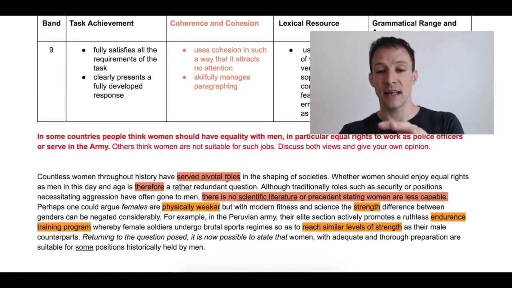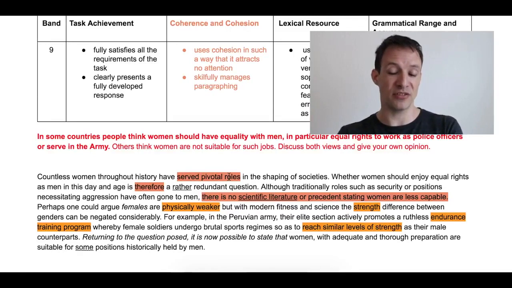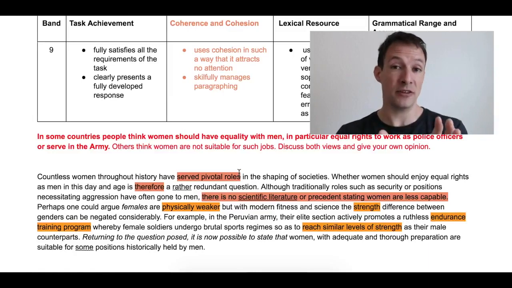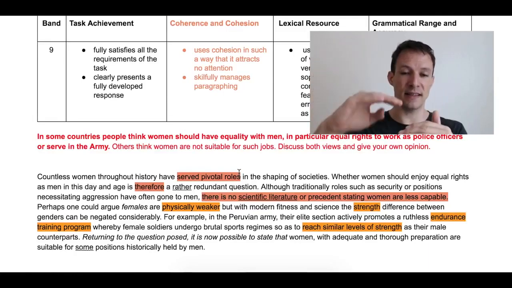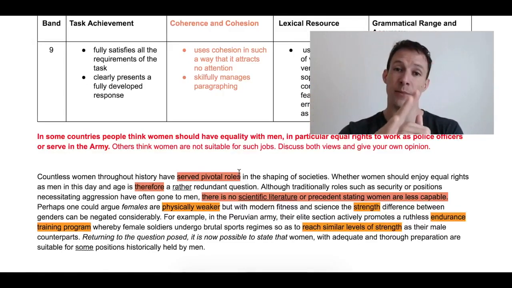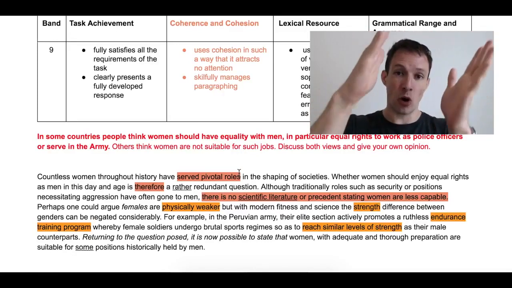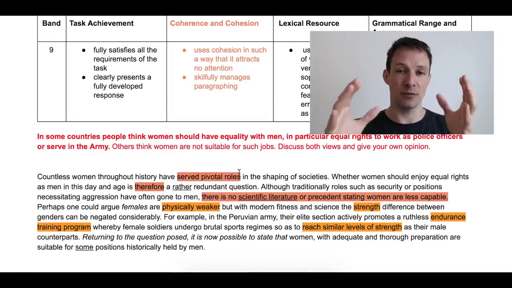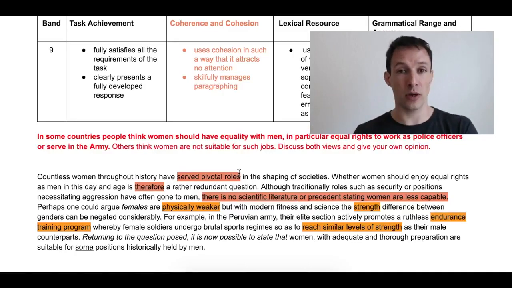So you can see here, have served pivotal roles in the shaping of societies. Pivotal roles refers back to these kinds of roles in the army, in the police, and that's what I'm referring back to, and I would have probably mentioned this in the introduction as well. So you can see that this refers to a point in the introduction, and this is why it's coherent, because there's the same thread, the same line of argument and topic going all the way through. It's not going to be the same position, but it's going to be on the same topic all the way through the essay.